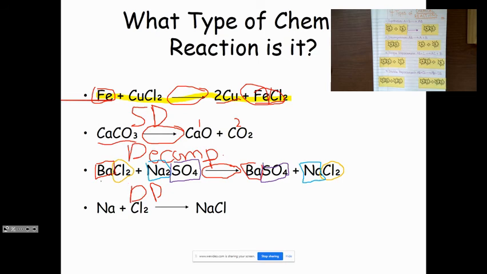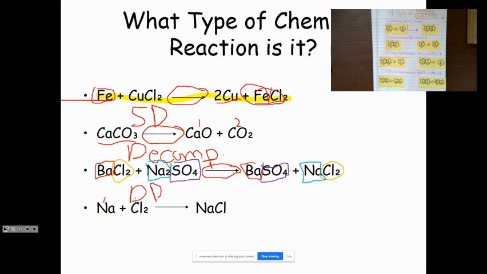And we see that this equation is showing a double displacement or replacement. So I'll put DD for double displacement. Basically, all this is showing is that every element has a new partner. They all switch. We had two groups double switch.